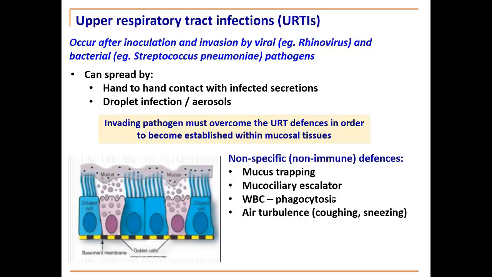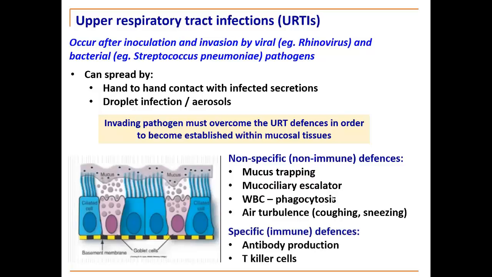You have the white blood cells, which are involved in phagocytosis, so eating up bacteria and infected cells. You've got air turbulence leading to coughing and sneezing, removing the bacteria and removing the viruses. And then you've got your specific immune defences, such as your antibody production against specific pathogens and your T killer cells, which go along to kill bacteria and kill virally infected cells.